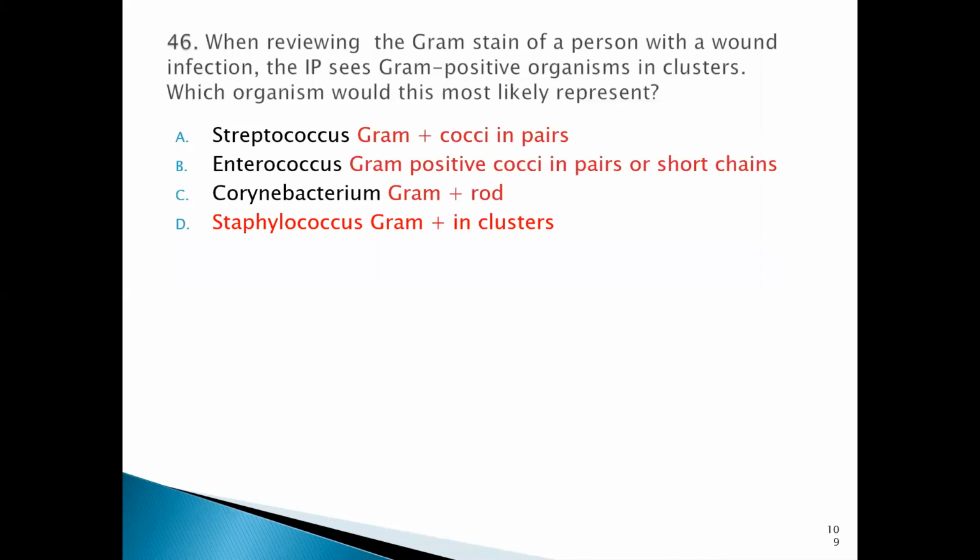Okay, the answer to this one is D, Staphylococcus. It's gram-positive cocci in clusters. Streptococcus is gram-positive cocci in pairs. Enterococcus are gram-positive cocci in pairs or short chains, and Corynebacterium is a gram-positive rod, not a cluster, not a cocci.